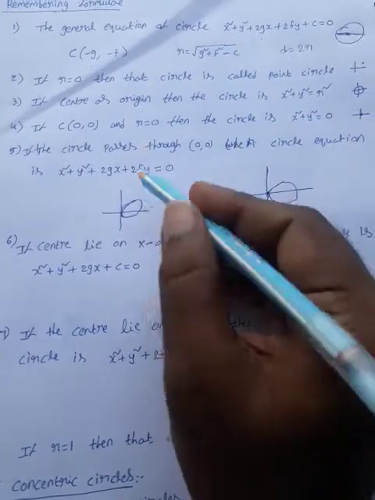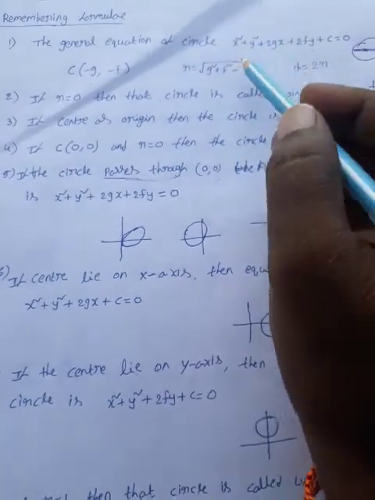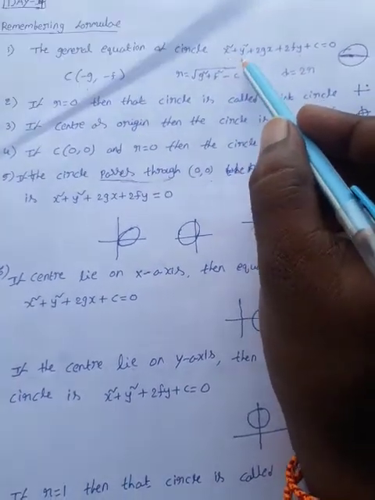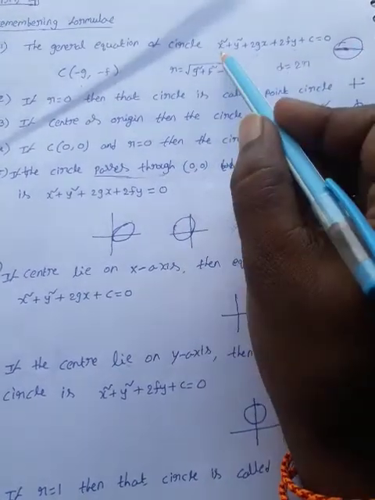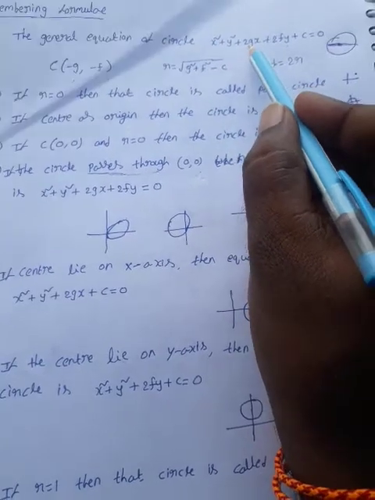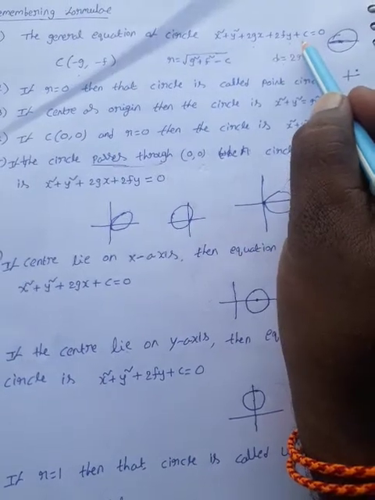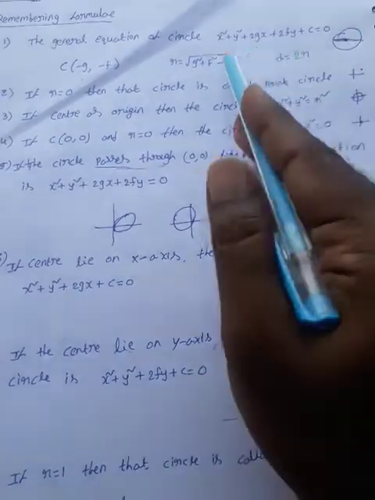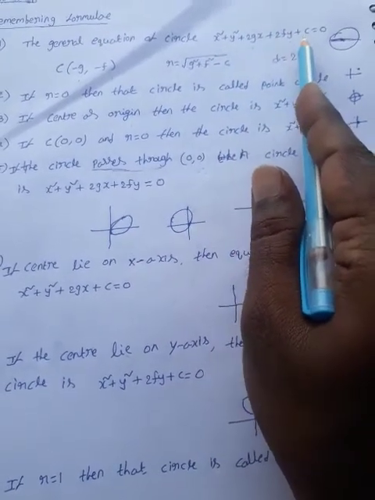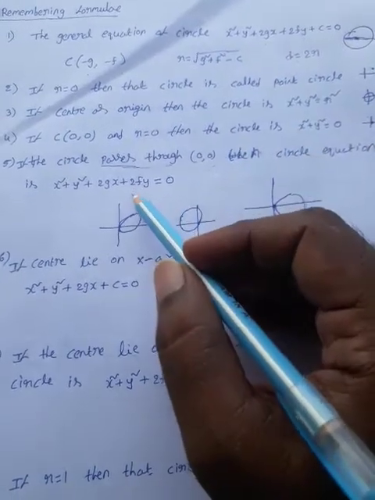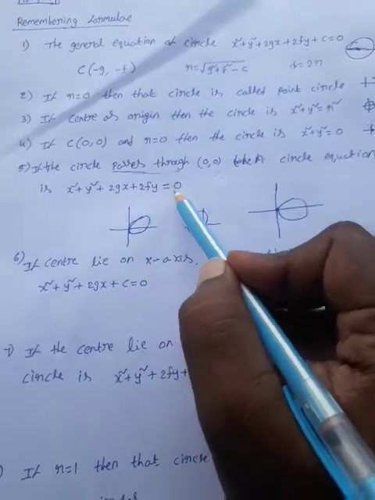Here we remember: if it passes through origin, substitute in the general equation of the circle, that is 0 square plus 2g into 0 plus 2f into 0 plus c is equal to 0. That is 0 plus 0 plus 0 plus 0 plus c equal to 0. Then we get c is equal to 0. So substitute c is equal to 0 in the general equation: x square plus y square plus 2gx plus 2fy plus 0 equal to 0. Then what is the equation? x square plus y square plus 2gx plus 2fy equal to 0.